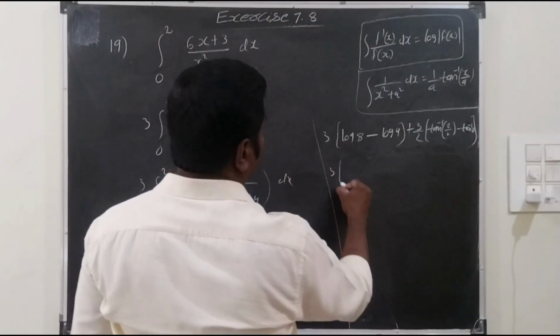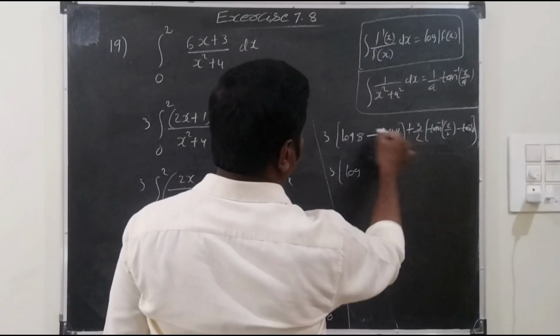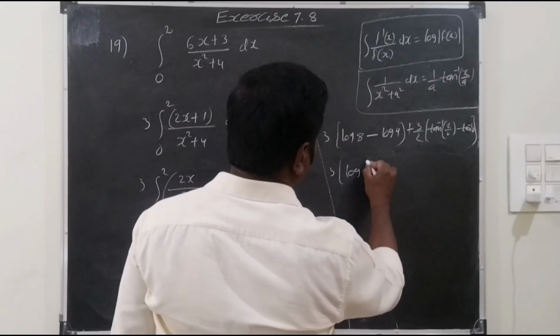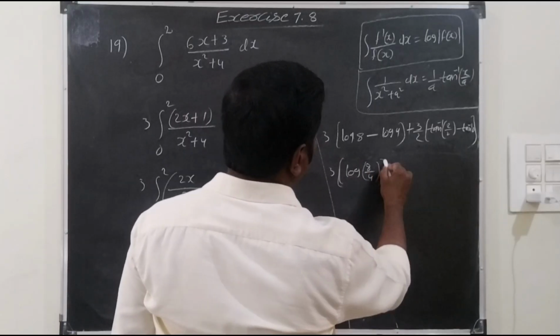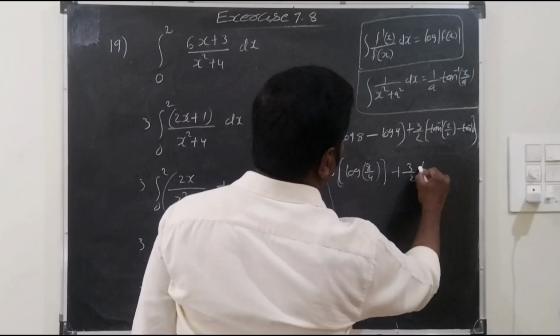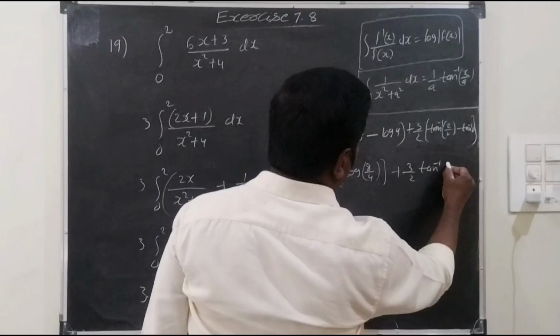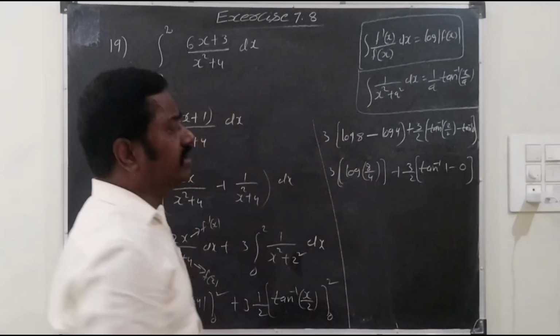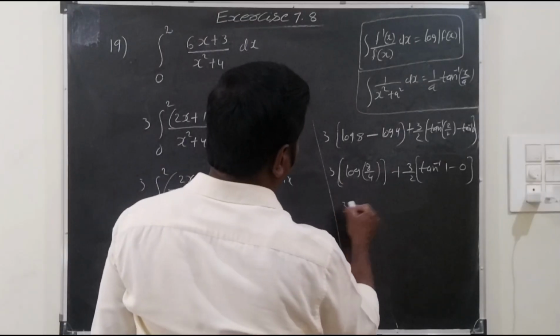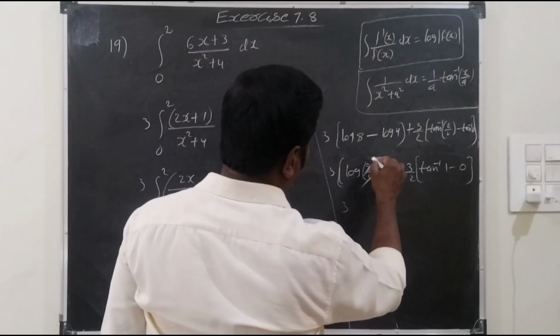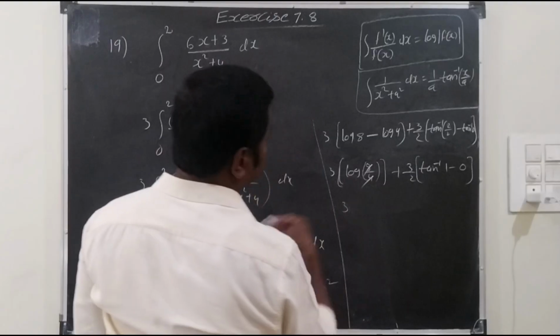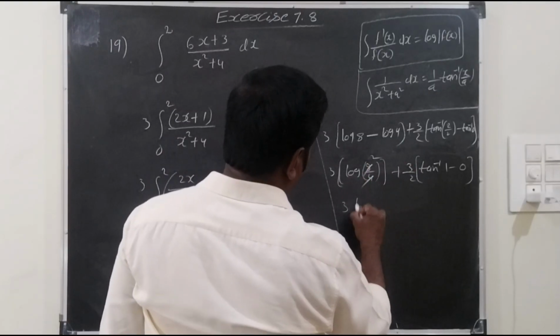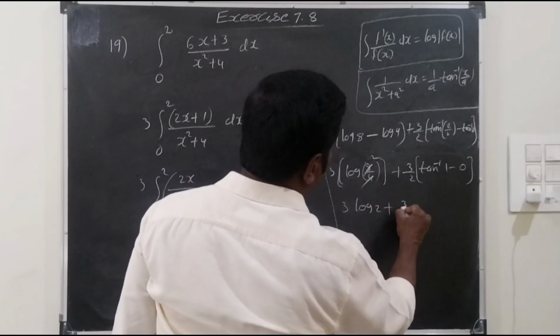3 of log a minus log b, we can write log a by b. Plus 3 by 2 into tan inverse 2 by 2, that is 1. Tan inverse 0 is 0, we know that. Then 3 into 2 in 1, 4 in 8 we can cancel 2 times. Then it is log 2 plus 3 by 2.